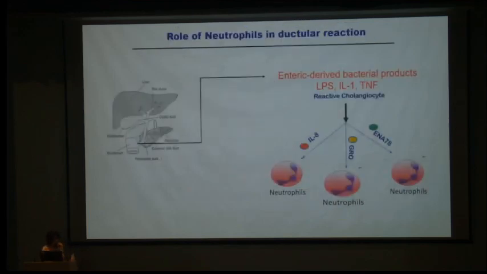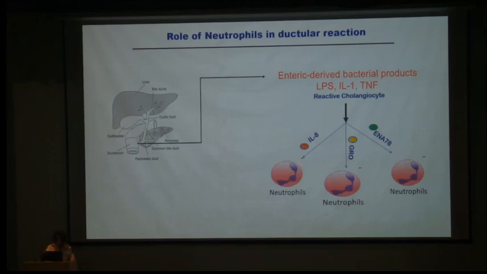So what is the role of neutrophils in the ductular reaction? Because the bile duct is in very close proximity to the duodenum, the biliary epithelial cells are continuously exposed to endotoxins, which is LPS, and to IL-1 and TNF-alpha. The reactive cholangiocytes then secrete a lot of these and recruit neutrophils.